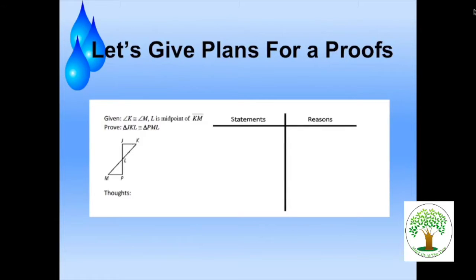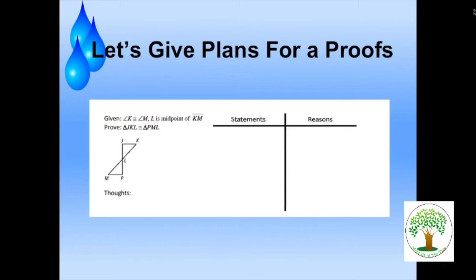All right, we're going to mark our diagram and then devise a plan. Are we going to do this side, side, side, angle, side, angle, side, angle, side, or angle, angle, side? We have 4 of them to choose from. Based on the given and the diagram, can we get them congruent by something like that, okay?